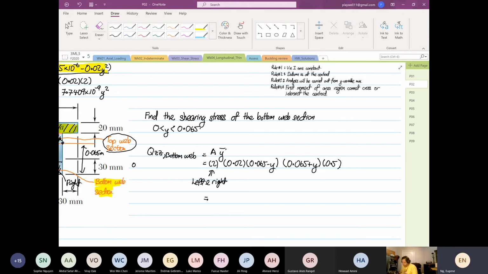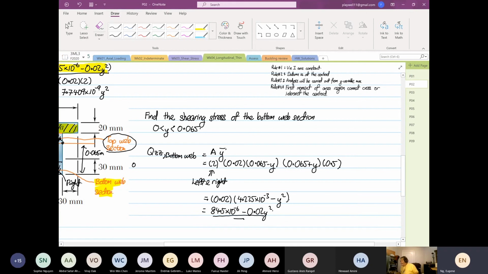0.02 multiplied by 0.065 squared is equal to 4.225. Right, then the last one is minus, right, so minus y squared. So finally, this will be equal to 0.02 times 4.225 to the power minus 3, which is equal to 84.5 times 10 to the power minus 6 minus 0.02 y squared.